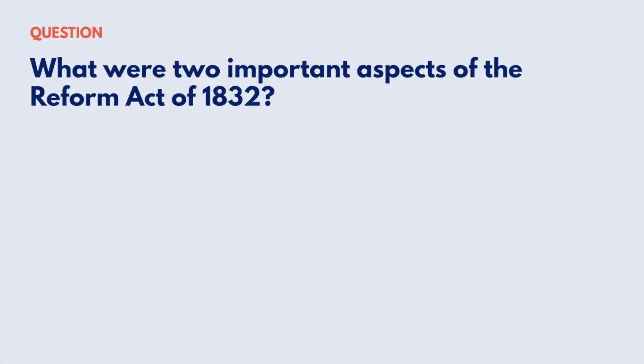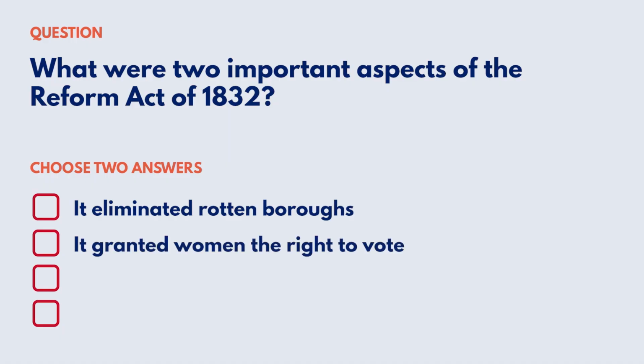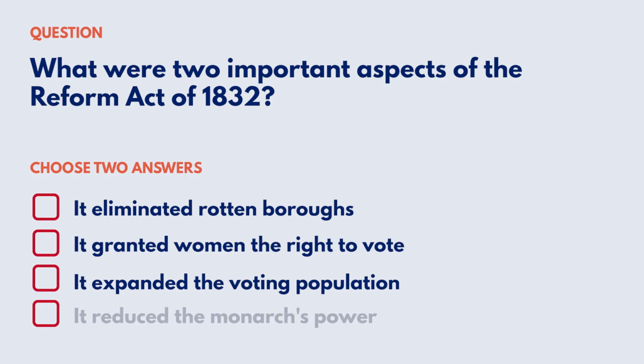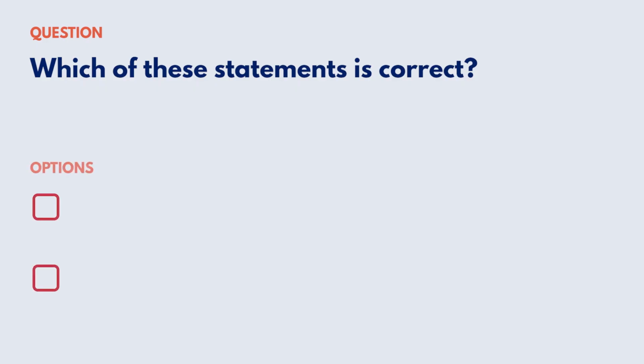What were two important aspects of the Reform Act of 1832? It eliminated rotten boroughs. It granted women the right to vote. It expanded the voting population. It reduced the monarch's power. Correct answer, it expanded the voting population. It eliminated rotten boroughs.